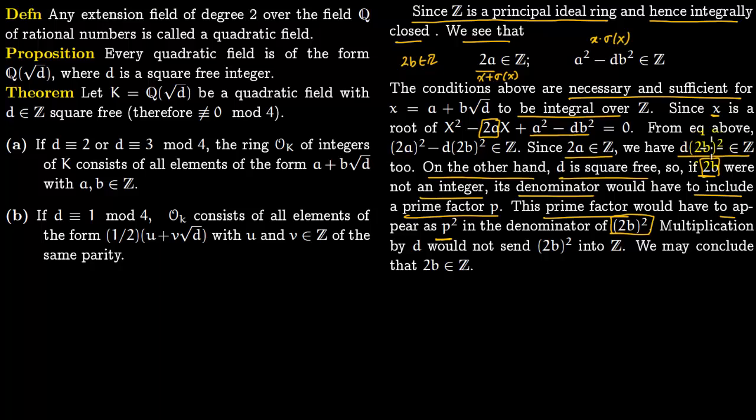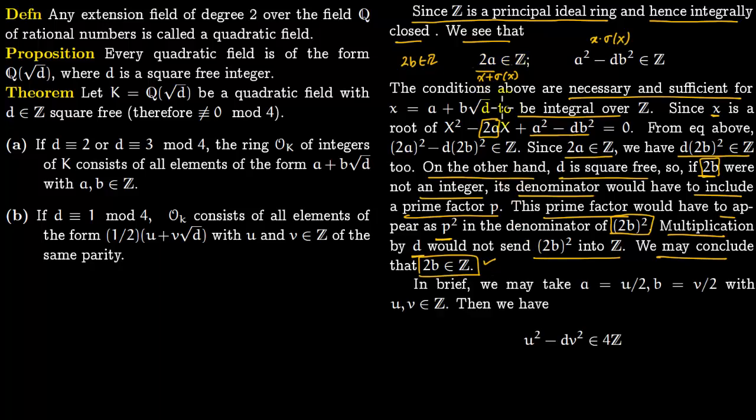Because we are talking about d times 2b squared, you have a denominator, you are squaring it. And then multiplication by d would not send 2b squared into the integers, because d is square free. You will have some p squared in the denominator, and therefore d multiplied by that will not clear the denominator, precisely because d is square free. So therefore we have to conclude that 2b is an integer, because you will have a contradiction that d times 2b squared lies in the integers if we assume that 2b is not an integer. So we have to conclude that 2b is an integer. So therefore now 2a is an integer and 2b is an integer.